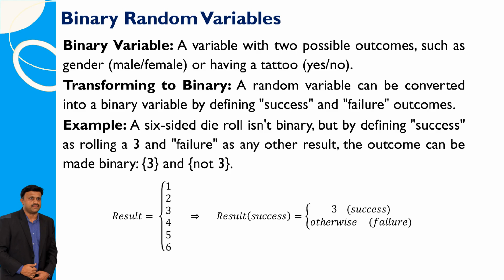To transform a random variable into binary, outcomes are categorized as success or failure. For example, rolling a six-sided die can be made binary by defining a roll of 3 as success and any other number as failure, resulting in the two outcomes, 3 and not 3.